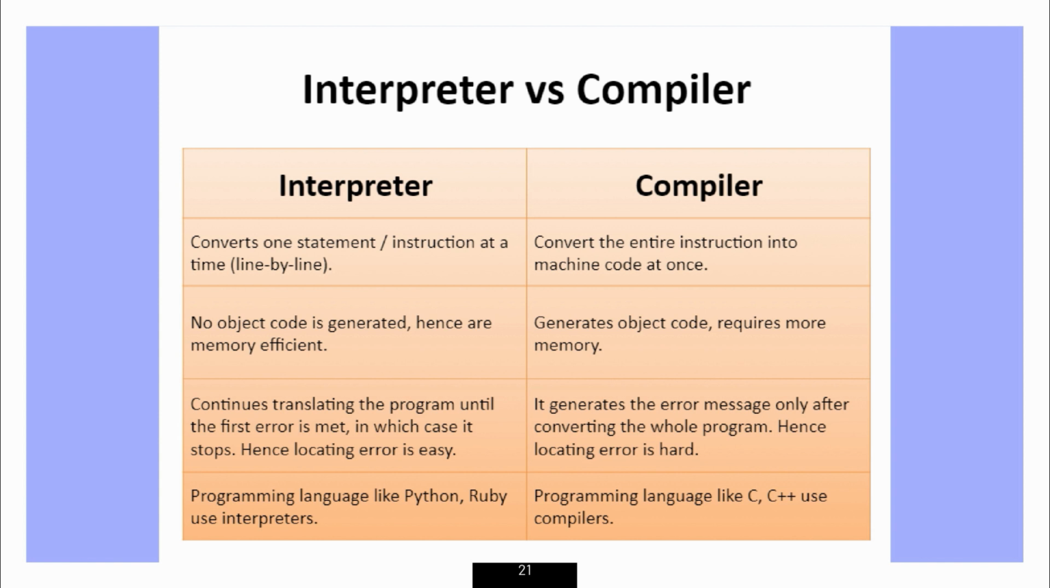So, sebab dia convert satu-satu, kalau ada error, dia akan berhenti. So, kita tahu error tu dekat mana. But as for compiler, it generates the error message only after converting the whole program. So, locating of error is hard. Okay, programming languages for interpreter are like Python, Ruby, whereas for compilers we have C++ or C. Okay, so untuk awak lebih faham lagi, I'm gonna play you a video. So hopefully from this video, it's gonna help you to understand better about interpreter and compiler.